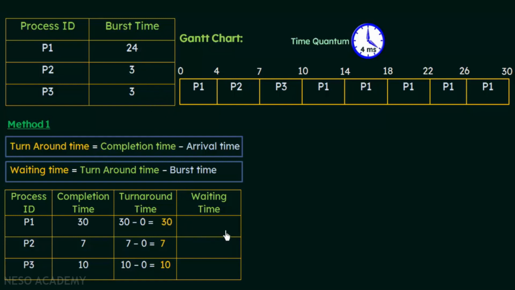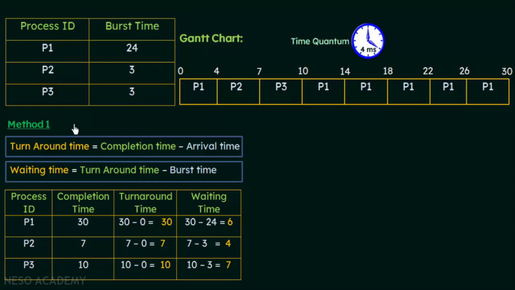So for process P1, the waiting time will be the turnaround time 30 minus the burst time 24, which is 30 minus 24, 6 milliseconds. And for P2, the waiting time will be the turnaround time 7 minus the burst time of 3, which gives us 7 minus 3, 4 milliseconds. And finally for P3, the waiting time is turnaround time 10 minus the burst time of 3. So that gives us 10 minus 3, that is 7 milliseconds. So here we have calculated the waiting times as well.